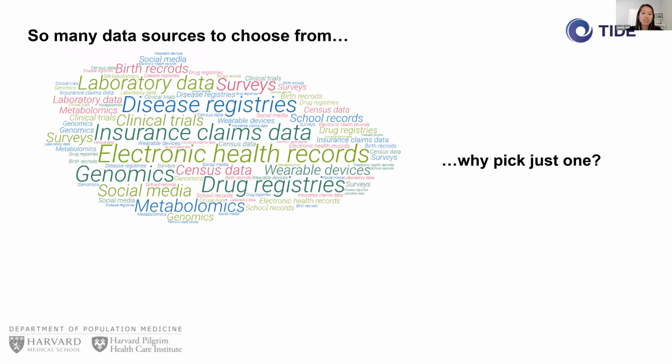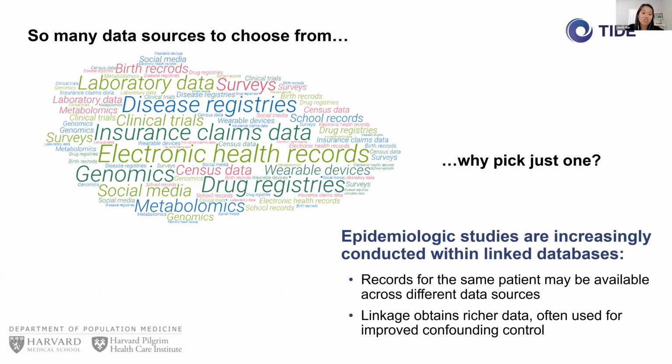As epidemiologists, we have so many different data sources that we could choose to conduct our studies in. This includes insurance claims data, electronic health records, registries, and more. And with all of these great resources at our disposal, why pick just one? Well, we don't have to pick just one. Now that records for the same patient are often available across different data sources, richer patient data can be obtained through data linkage. In pharmacoepi, the process of linking databases is increasingly used to obtain richer covariate data for improved confounding control.